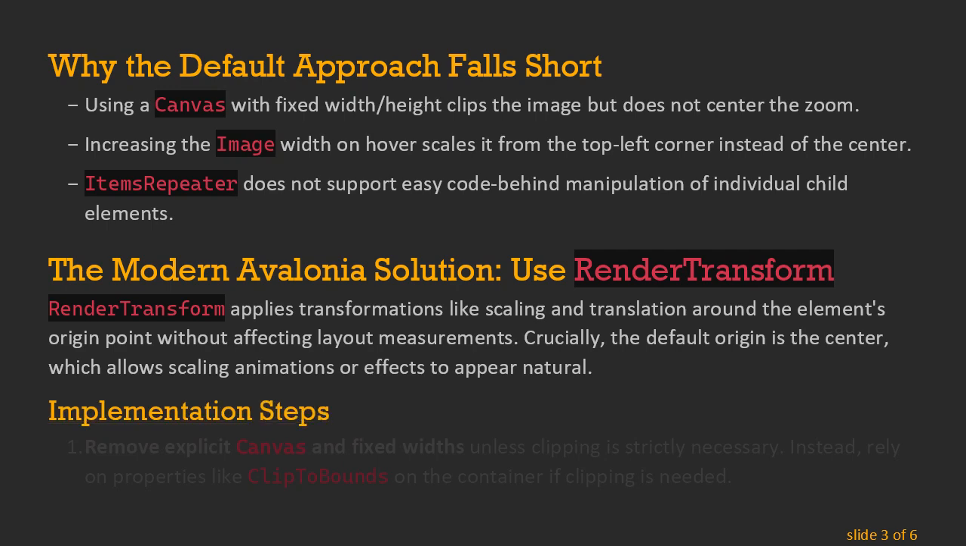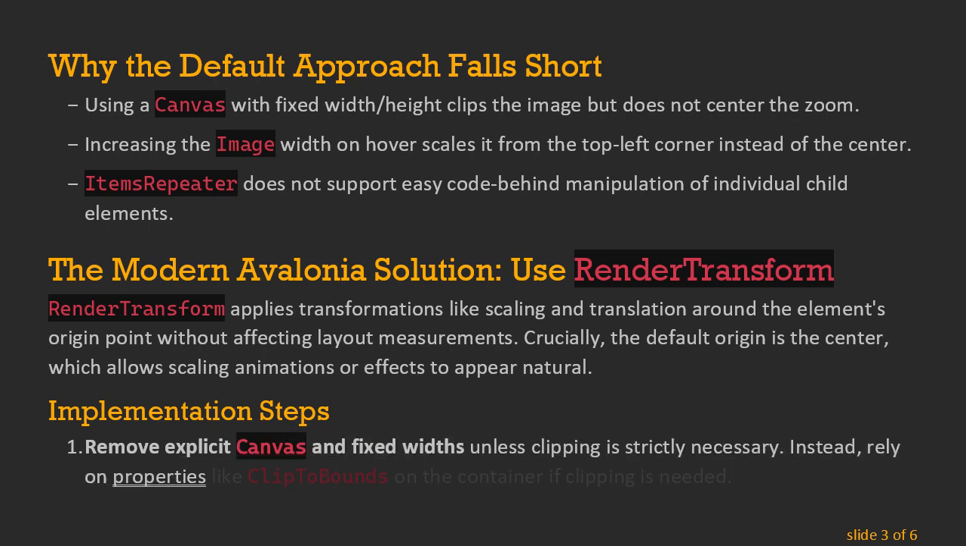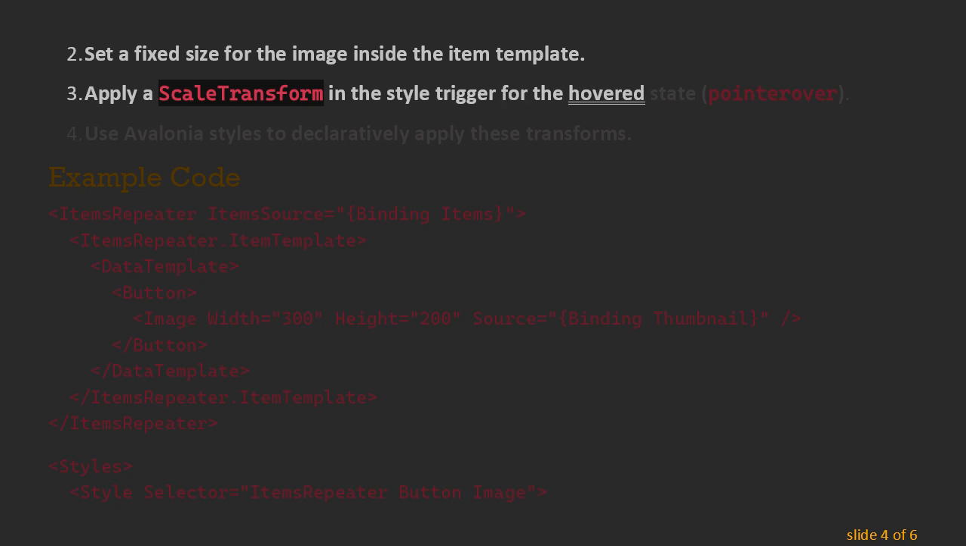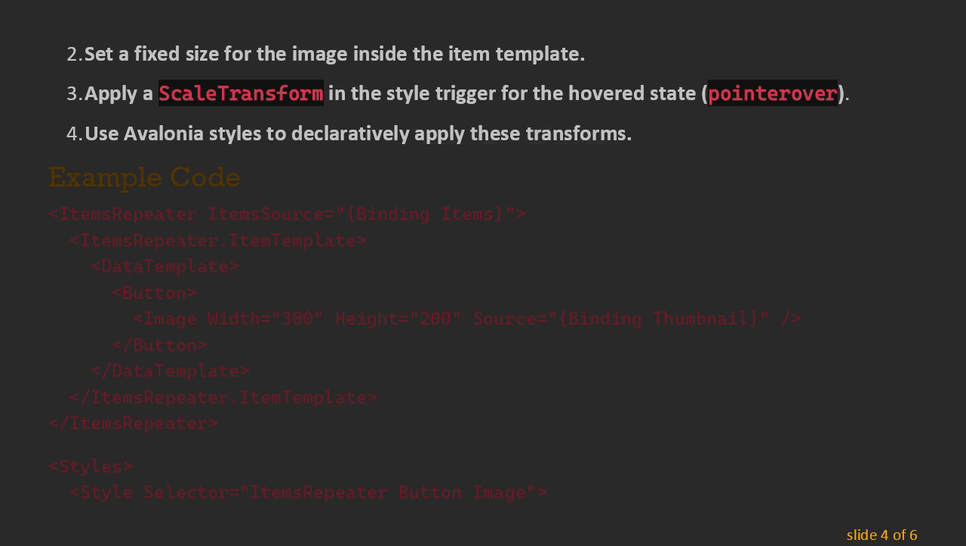Implementation steps. Remove explicit canvas and fixed widths unless clipping is strictly necessary. Instead, rely on properties like ClipToBounds on the container if clipping is needed. Set a fixed size for the image inside the item template. Apply a scale transform in the style trigger for the hovered state, pointerover. Use Avalonia styles to declaratively apply these transforms.